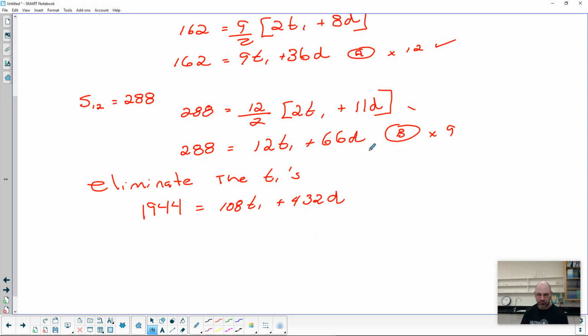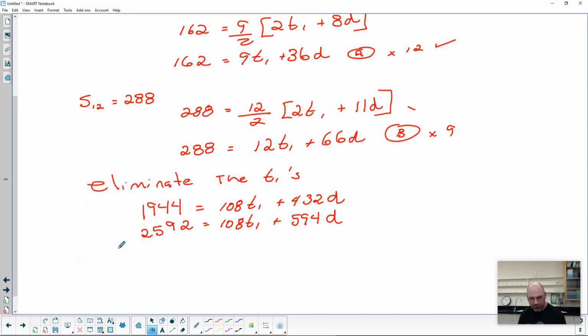Now we're going to multiply this one by 9. So 9 times 288, 288, oops, not 28, pardon me. 288 times 9 is 2592, equals 108 T1 plus, now we're going to take 66 and multiply it by 9. 594D.